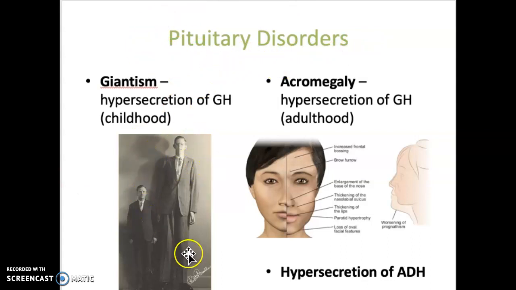Giantism, shown here, is caused by hypersecretion of growth hormone during childhood, and it results in excessive growth. Acromegaly results from hypersecretion of growth hormone during adulthood. Symptoms include excessive growth of the bones and soft tissues of the face, the hands, and the feet. It's not going to result in a person being really tall, so it doesn't affect the long bones of the body, but mainly bones and soft tissues of the face, hands, and feet.